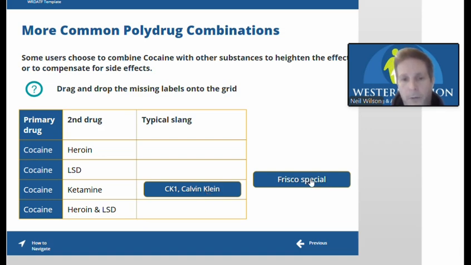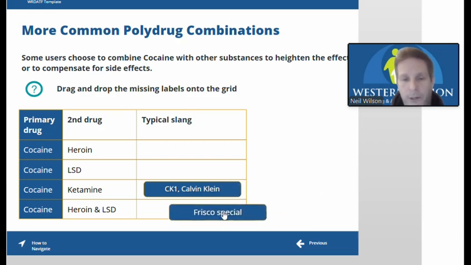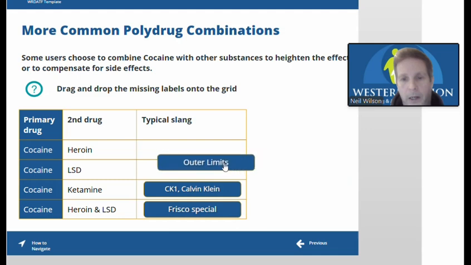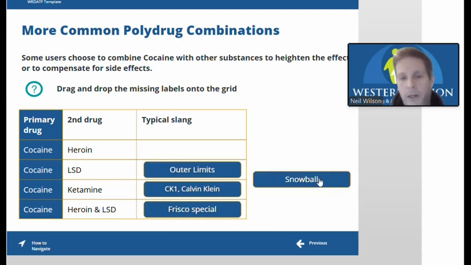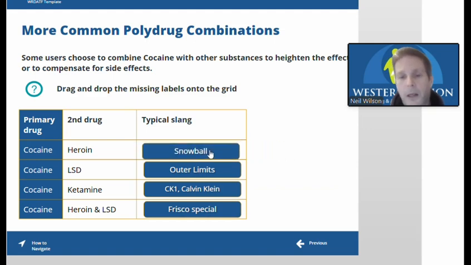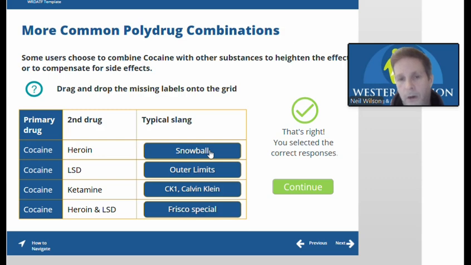We have a Frisco special, obviously referencing San Francisco there, and not surprisingly the hallucinogenic LSD is part of that mix there. We also then have just mixing with LSD by itself, and for some people they combine both the opiate aspects of heroin and the stimulant of cocaine to use something which is often called snowball.